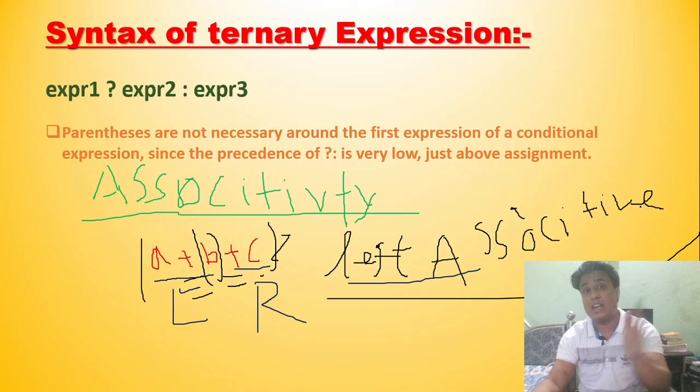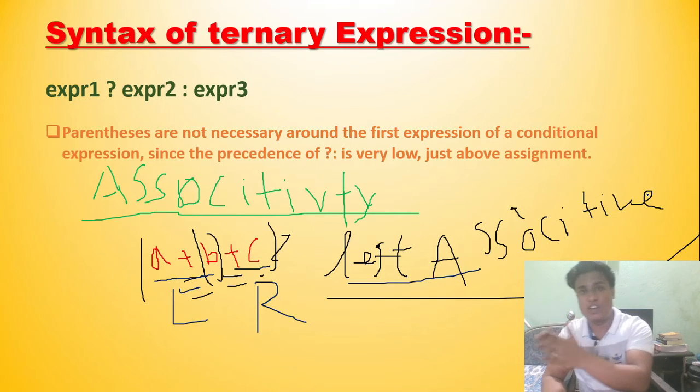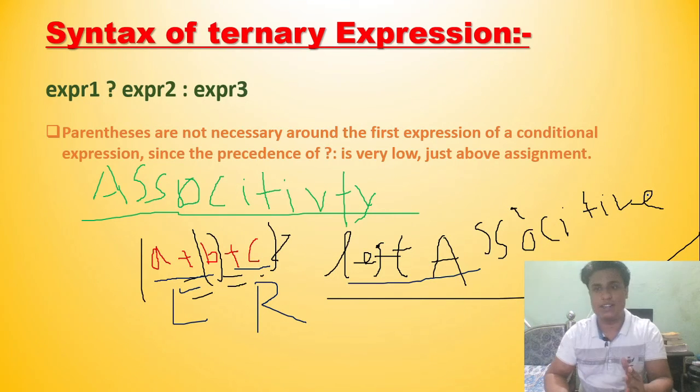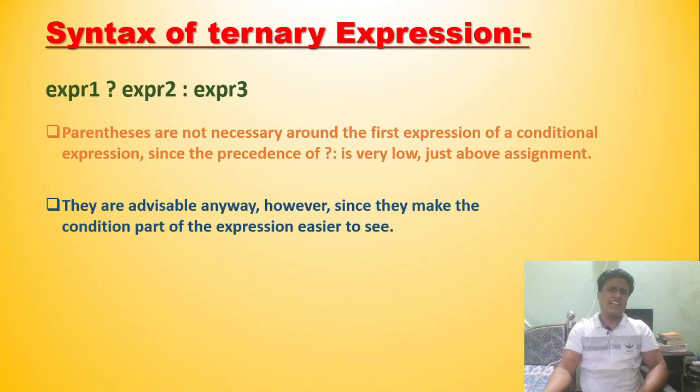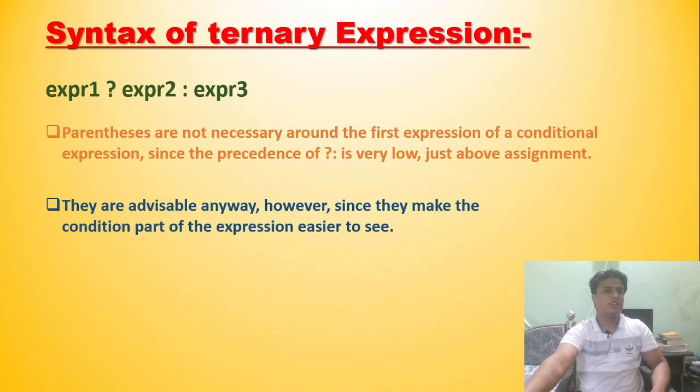Associativity means whenever the same operator appears more than twice, which operator is operated first, and from which side. Either we go the left way, meaning the left-side operators are evaluated first, or we go the right way. Hope you get it. I tried my best to make you understand associativity. They are advisable anyway, since I have told you about the precedence part, either way you can use that. There will be nothing much change. So now moving on.